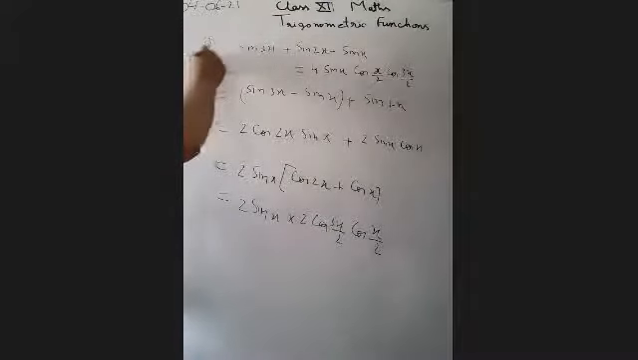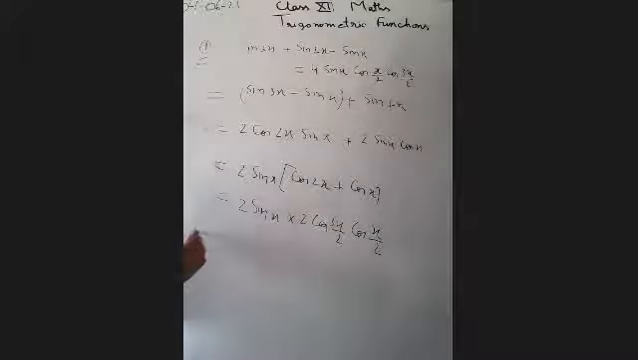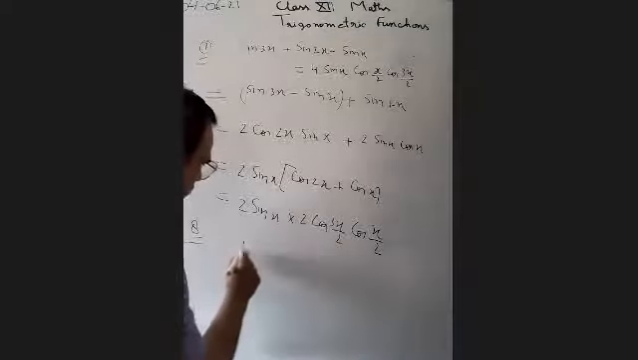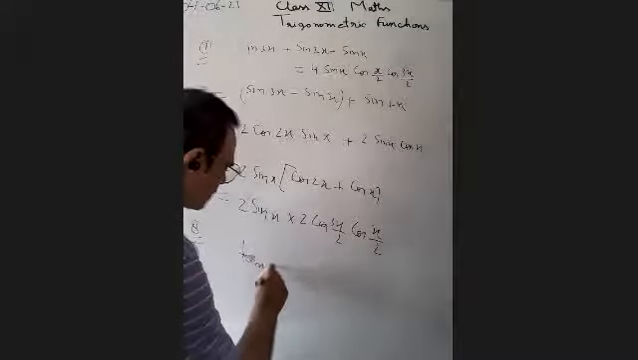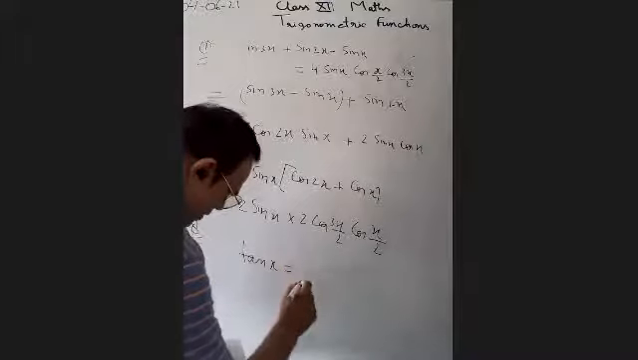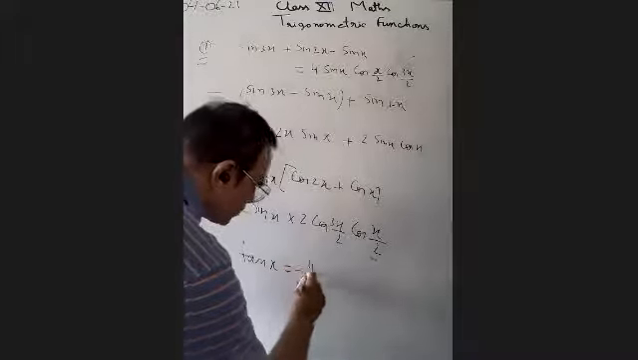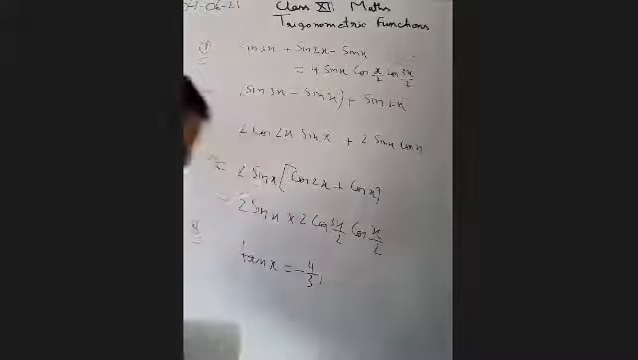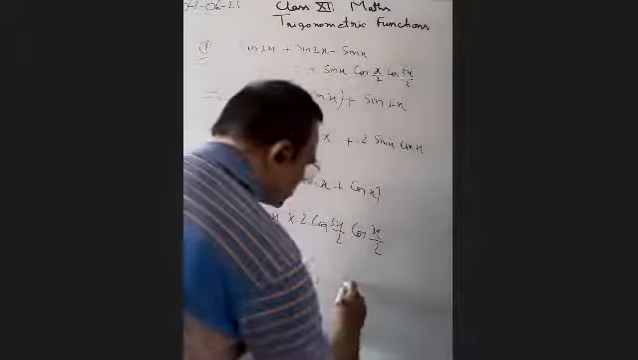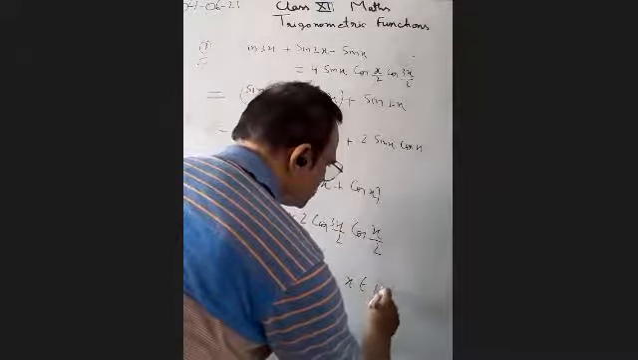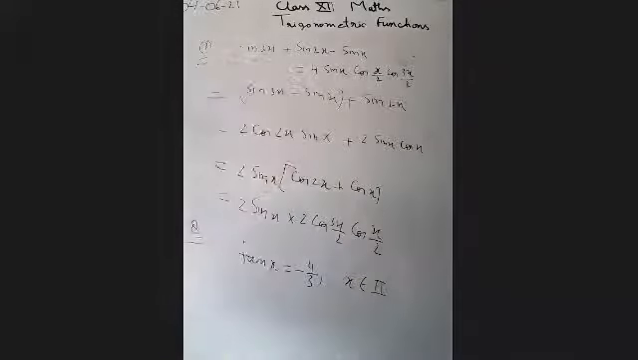Now we are coming to the next question. Question number 8. It is a still more difficult question. 8, 9, 10. These three questions are similar. Okay. The method is exactly the same. They have given you tan x is equal to minus 4 upon 3 and x lies in the second quadrant. X belongs to the second quadrant. This condition they have given.